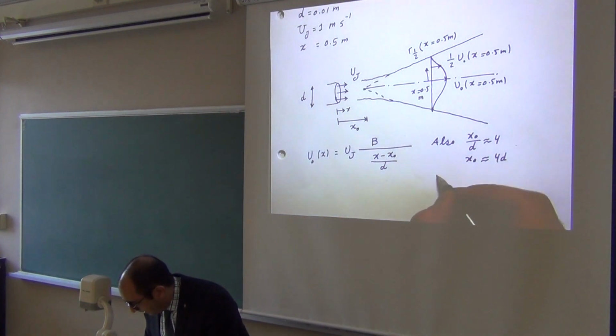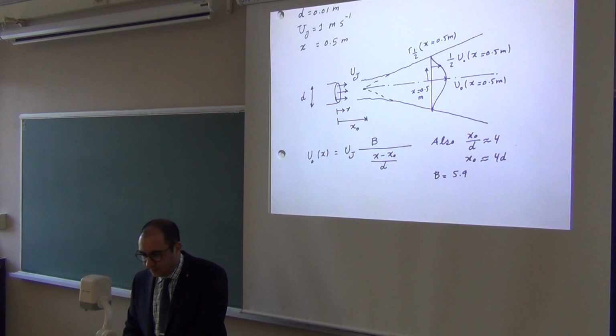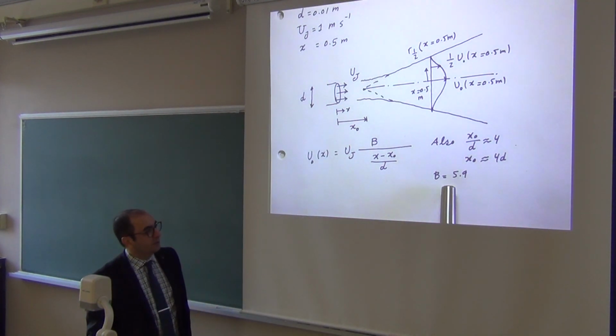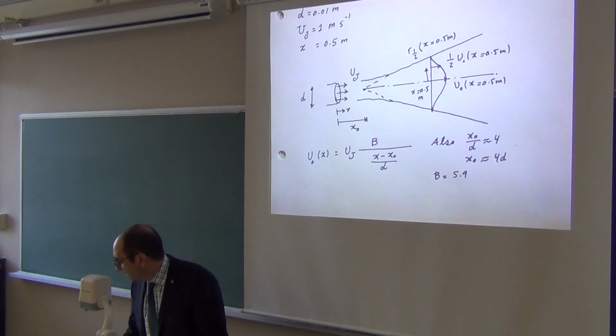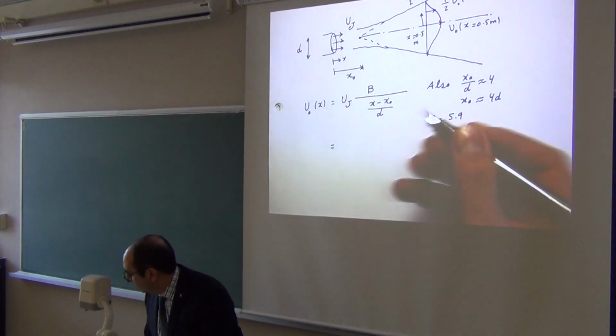We know that B is 5.9, that's the constant that was found by Hussein et al. And it's a constant that was fitted to the self-similar behavior equation for it. And then I can make the substitution.